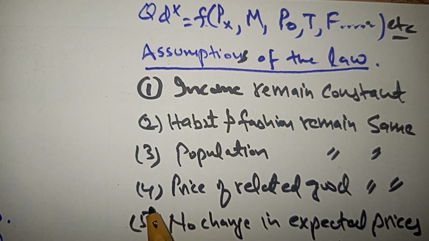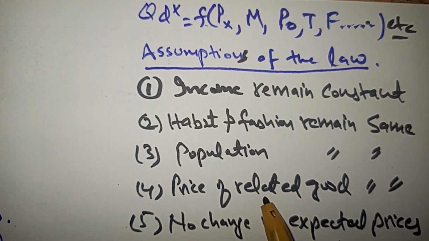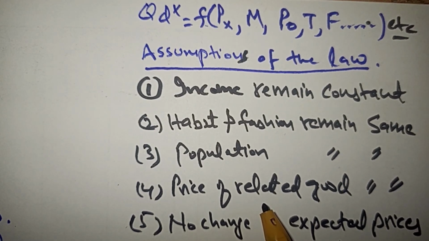Now we move toward the fourth point, which is related to the prices of related goods. Here related goods mean two types of goods: number 1, substitute, and number 2, complement goods.